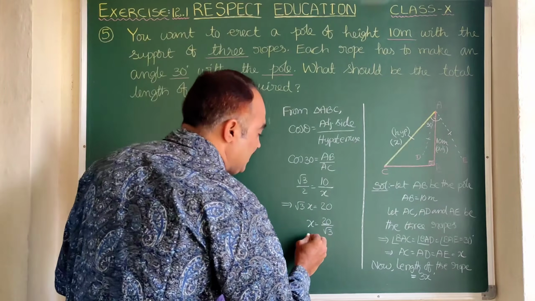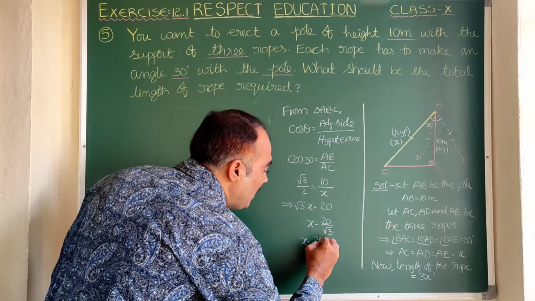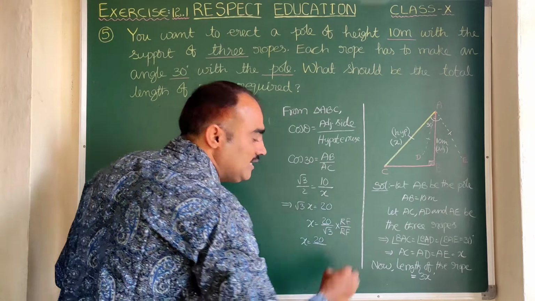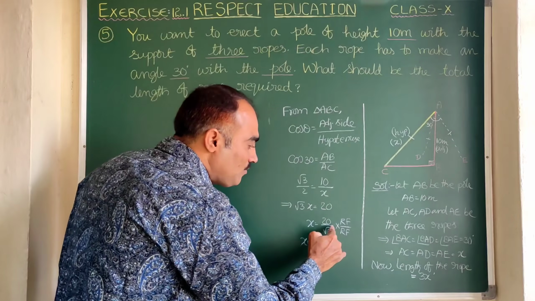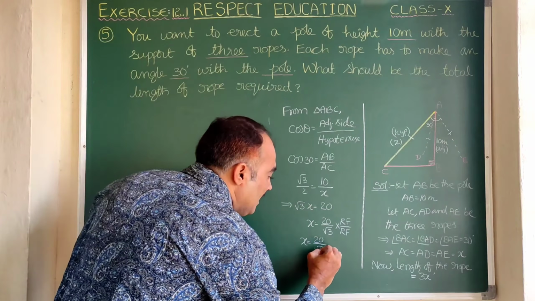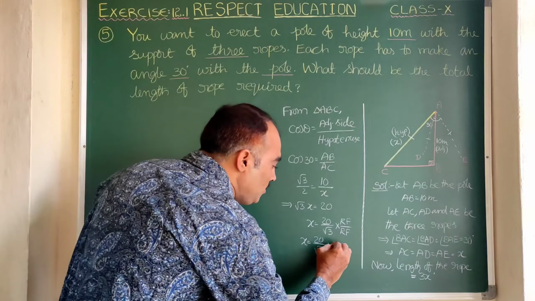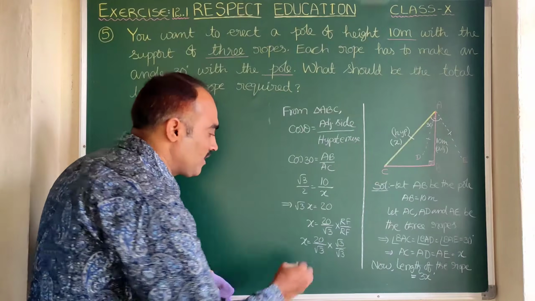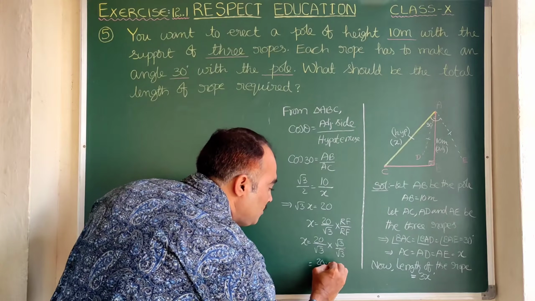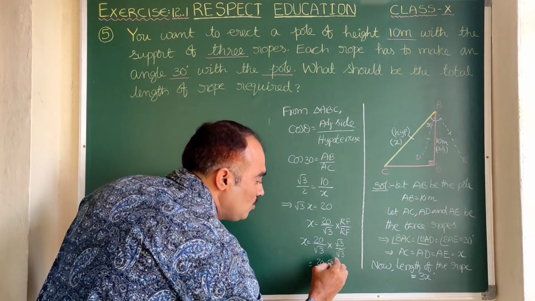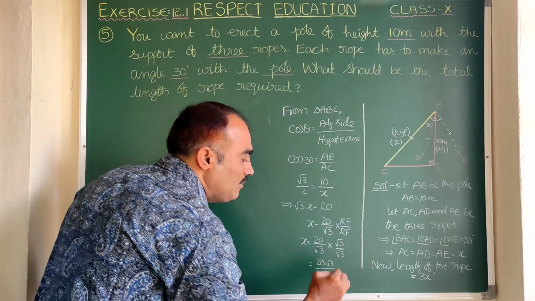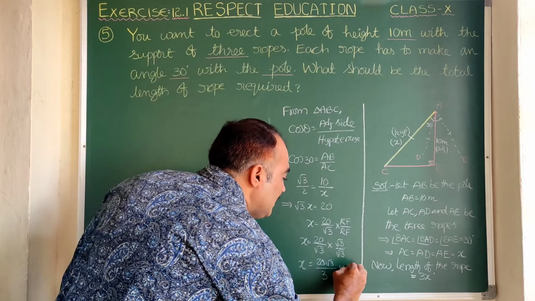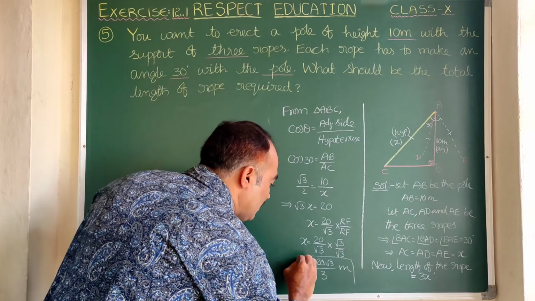Now let us simplify this. We will multiply by RF by RF, that is, rationalizing factor of root 3 by rationalizing factor of root 3. As you know, rationalizing factor of root 3 is root 3 only. So let us write 20 by root 3 as it is, into root 3 by root 3. Now this will be 20 times root 3 by root 3 into root 3, which is root 3 whole square. It can be written as simply 3. So X is equal to 20 root 3 by 3 meters.